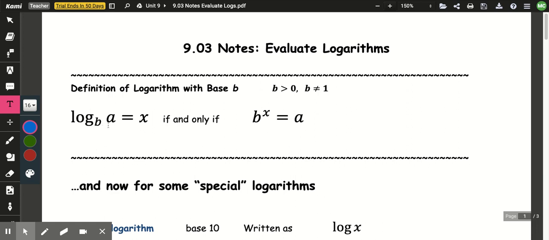Log base b of a is equal to x if and only if b to the power x is equal to a. So that means this logarithm equation here is defined as an exponential equation. So that means the two are linked together. Now for this, just like when we were looking at the logarithm graphs, the base has to be greater than 0 and it cannot be equal to 1. Otherwise, it doesn't make any sense.